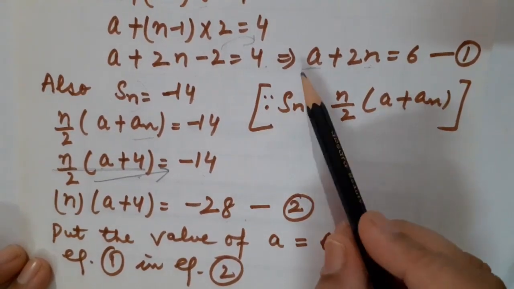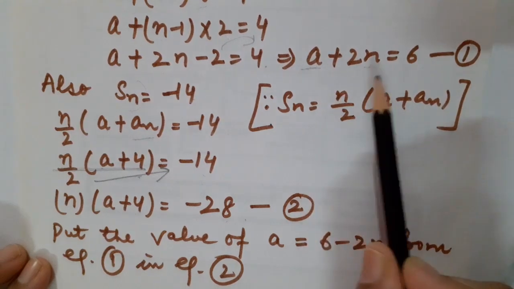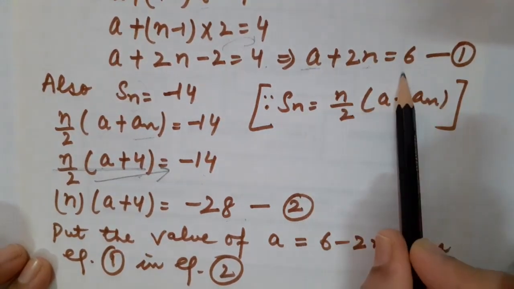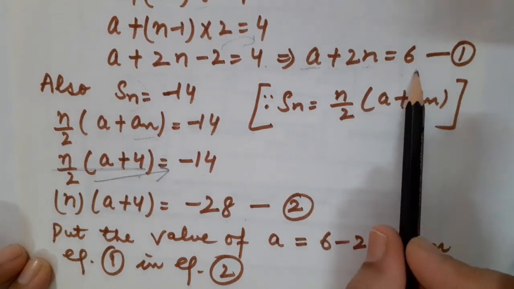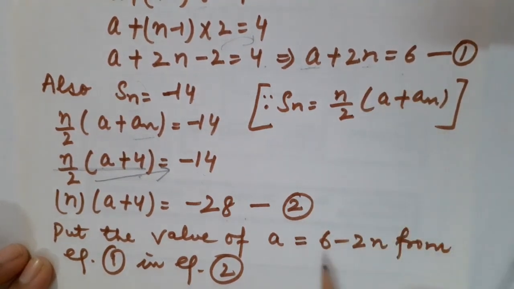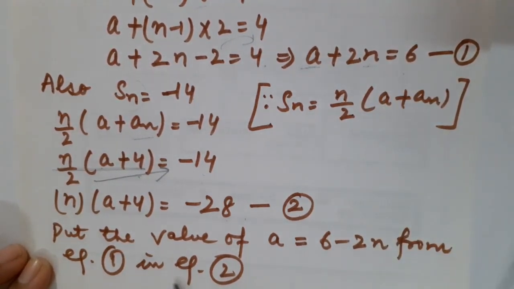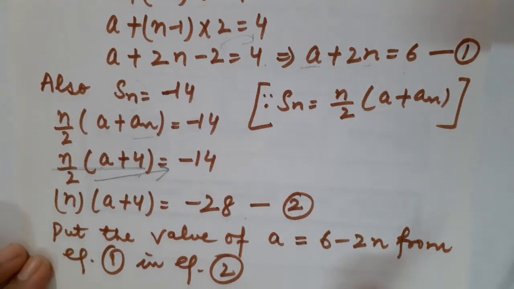Now, how can I simplify it further? I had equation number 1 in the form of a and n. So from there I will calculate the value of a and put that value in equation number 2. What is the value of a from equation number 1? It would be 6 minus 2n. Correct? From equation number 1 and put it in equation number 2. Correct, students?